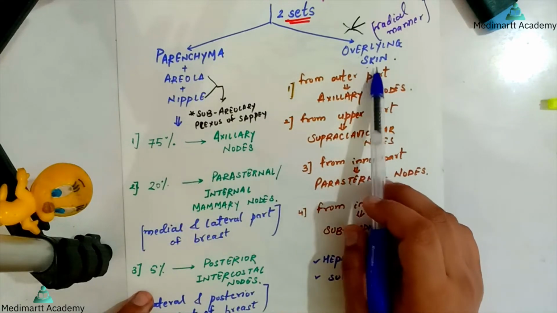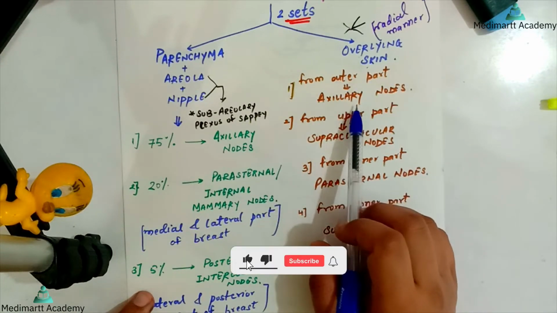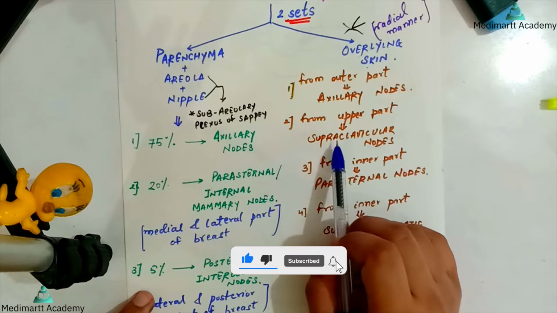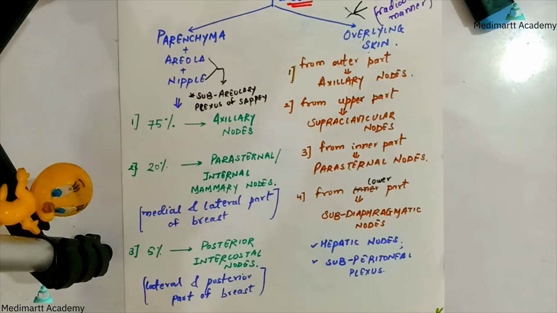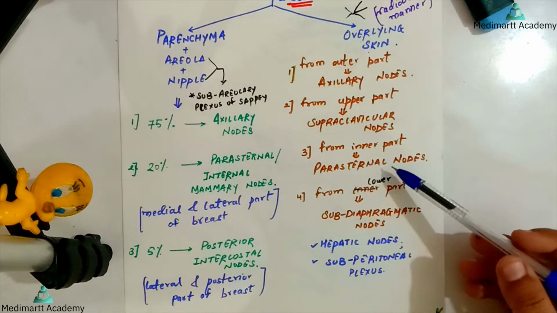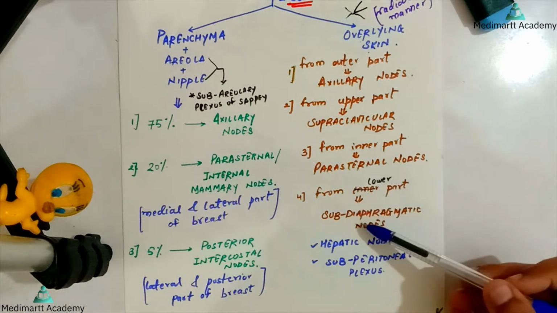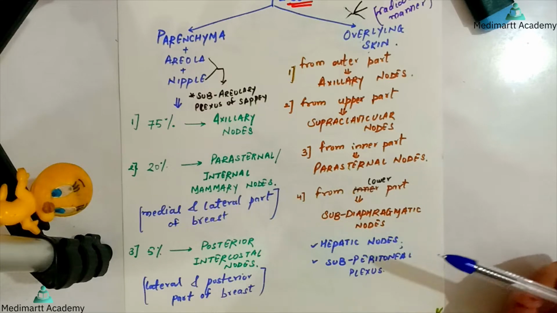Then comes the overlying skin. From the outer part, they drain into the axillary nodes. From the upper part, they drain into the supraclavicular and infraclavicular nodes. Then from the inner part, they drain into the parasternal nodes, and from the lower part, they drain into the subdiaphragmatic nodes, that is, below the diaphragm.